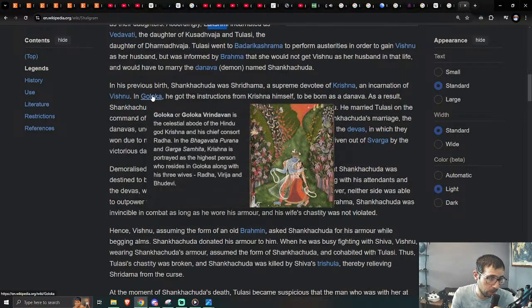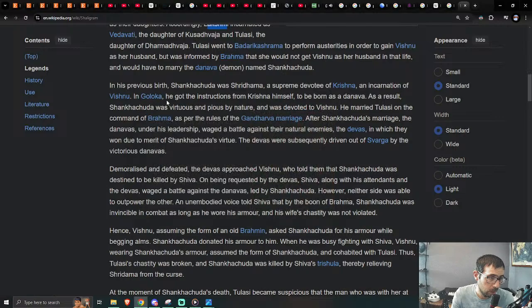the celestial abode of the Hindu god Krishna. He got the instructions from Krishna himself to be born as a Danava. As a result, Shankashuta was virtuous and pious by nature and was devoted to Vishnu. He married Tulasi on the command of Brahma as per the rules of Gandharva marriage. After Shankashuta's marriage, the Danavas under his leadership waged a battle against their natural enemies, the Devas, in which they won due to the merit of Shankashuta's virtue.